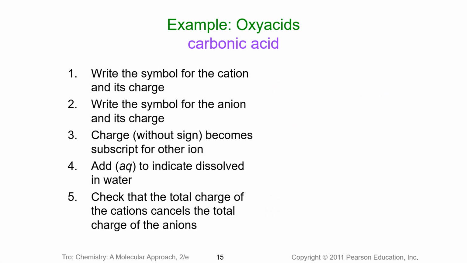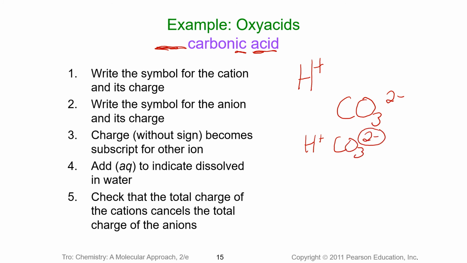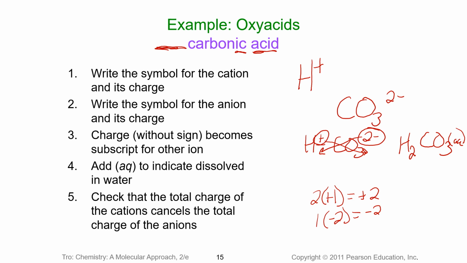How about carbonic acid? For carbonic acid, there's no hydro at the beginning, so this means that it's going to be a polyatomic ion. The ic tells us that it's going to be carbonate. The acid tells us that our cation is an H+. Our anion is carbonate. Our charge without the sign becomes the subscript. And we get H2CO3. We do need to include the aqueous to show that it's dissolved in water. We can check our total charge. We've got 2 hydrogen with a +1 charge, and 1 carbonate with a -2 charge. So our charges cancel.